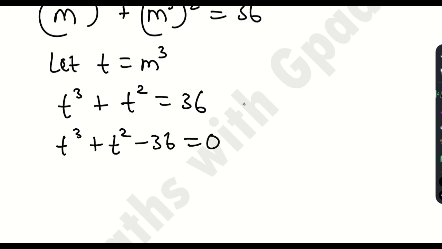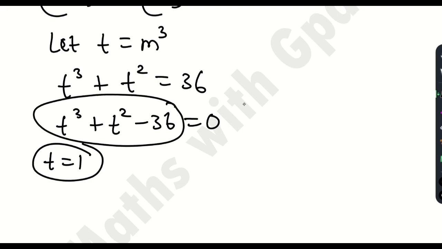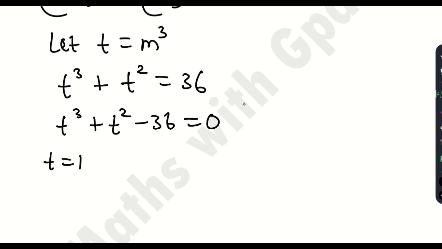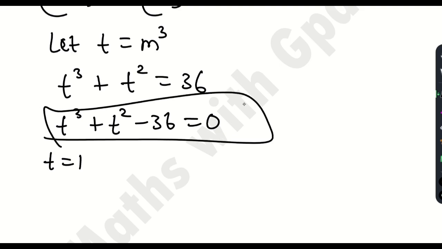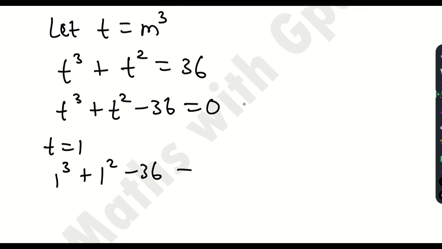Now what I can do next here is to use the remainder theorem or the factor theorem to get one of the values that will satisfy t. So I can say for t is equal to 1, if you plug in t is equal to 1 and it gives you 0, then it means that t is equal to 1 is one of the solutions of this equation. Okay, so let us plug in t is equal to 1 into this equation and see what that will give us. 1 raised to the power of 3 plus 1 raised to the power of 2 minus 36. This will not give us 0. So this is not a solution.